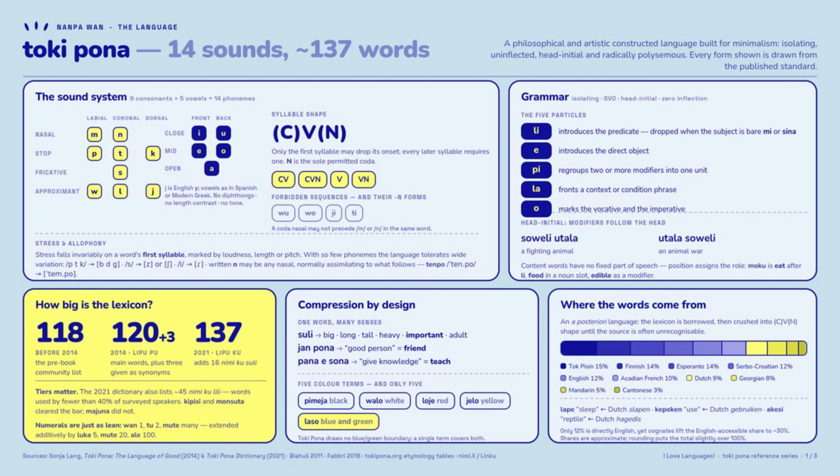Lexically, it is a posteriori, roughly 15% Tok Pisin, 14% Finnish, 14% Esperanto, 12% Serbo-Croatian, 10% Acadian French, 9% Dutch, 8% Georgian, 5% Mandarin, and 3% Cantonese, with 14 words or 12% directly from English, though transparent cognates raise the English accessible portion to about 30%.